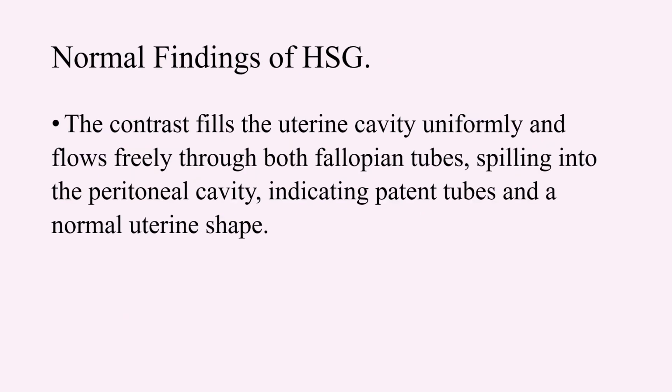The normal findings of hysterosalpingogram reveal the contrast filling the uterine cavity uniformly and flowing freely through both fallopian tubes, spilling into the peritoneal cavity, indicating patent tubes and a normal uterine shape. A fluoroscope will easily show the flow of the dye in the uterus and the tubes.